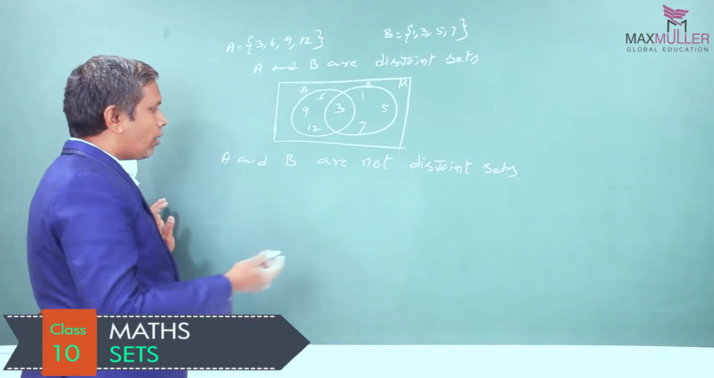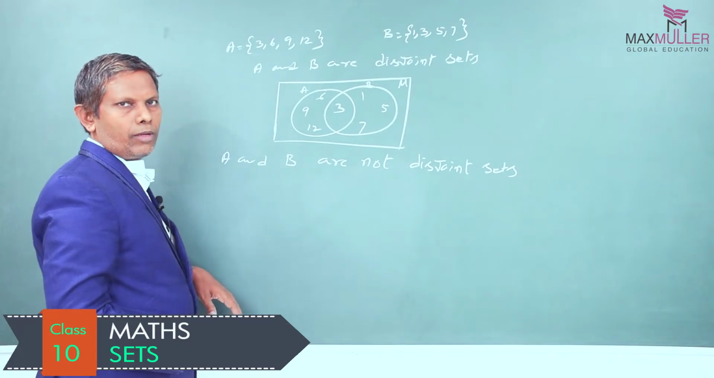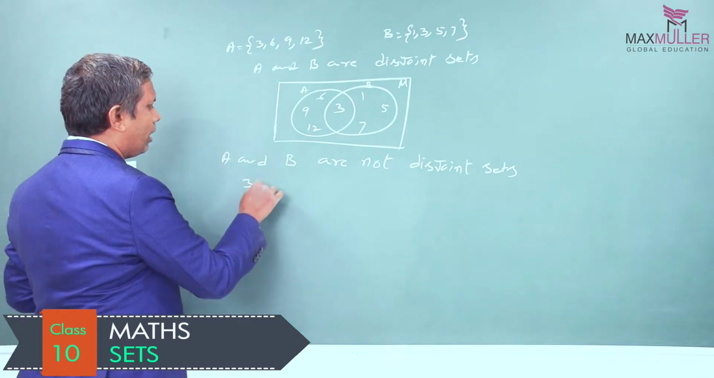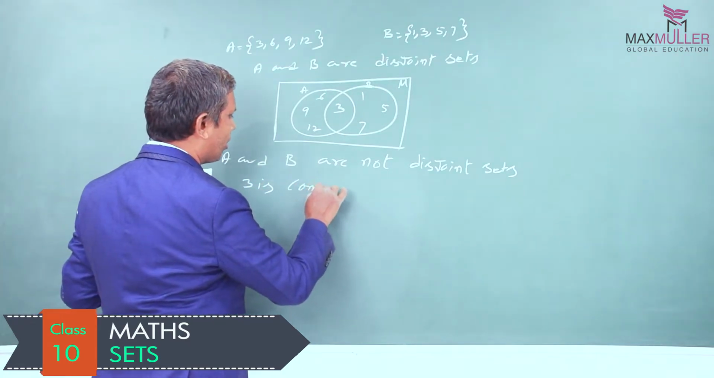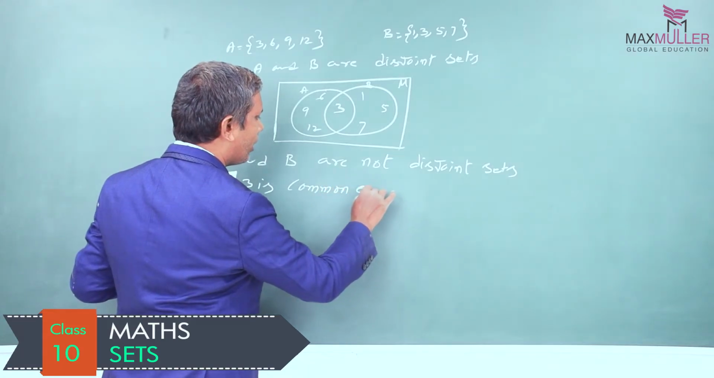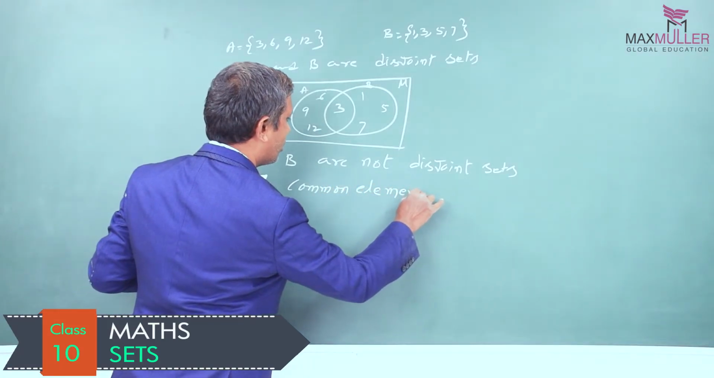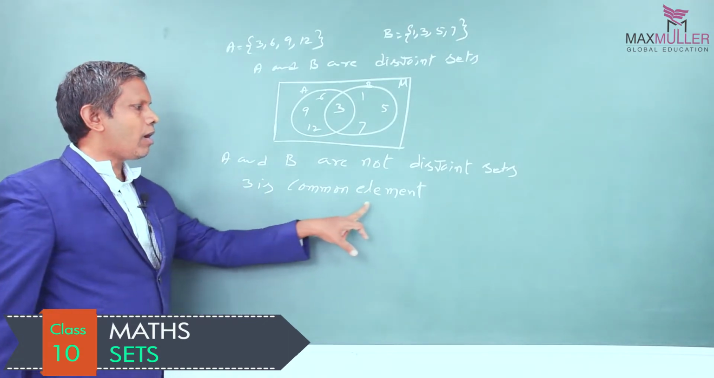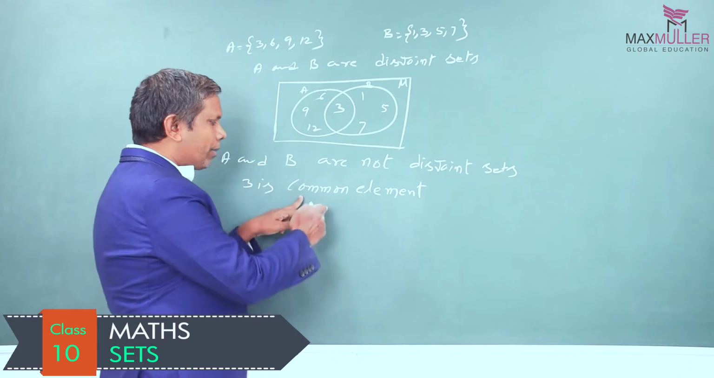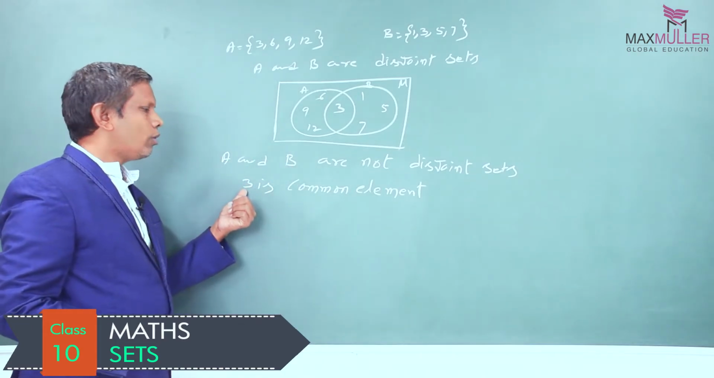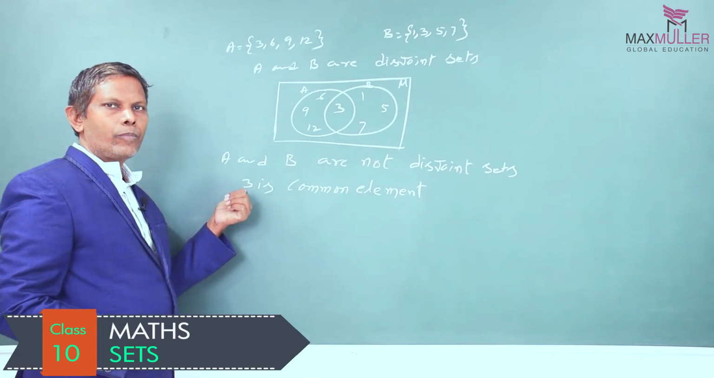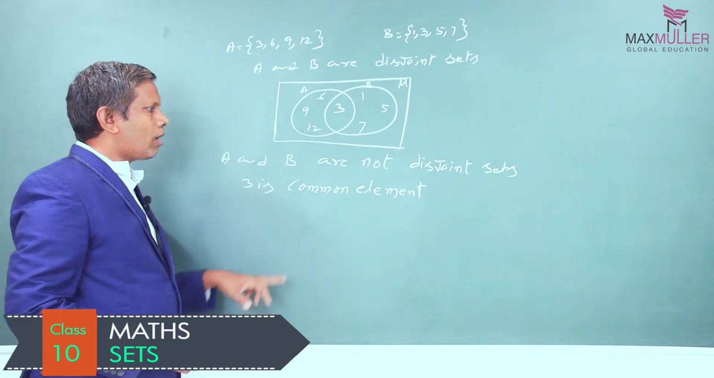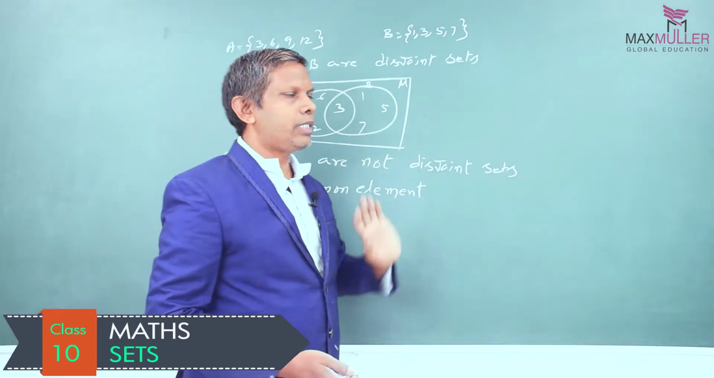What is the reason you have to write? 3 is a common element. 3 is a common element of A and B. Common means it is in both. So that is the reason. So these two are not disjoint sets.